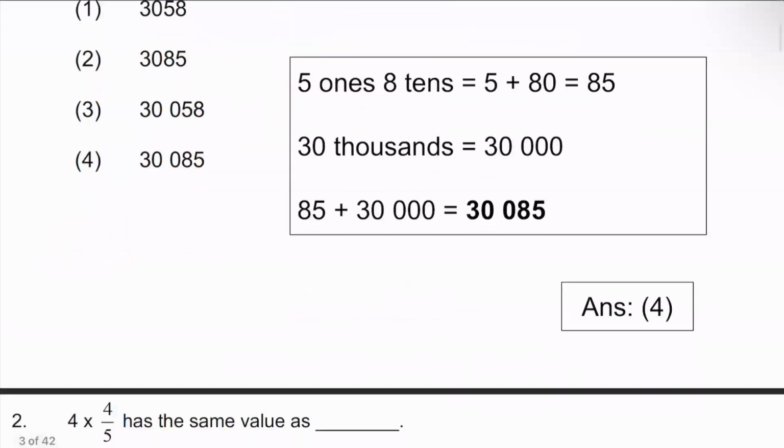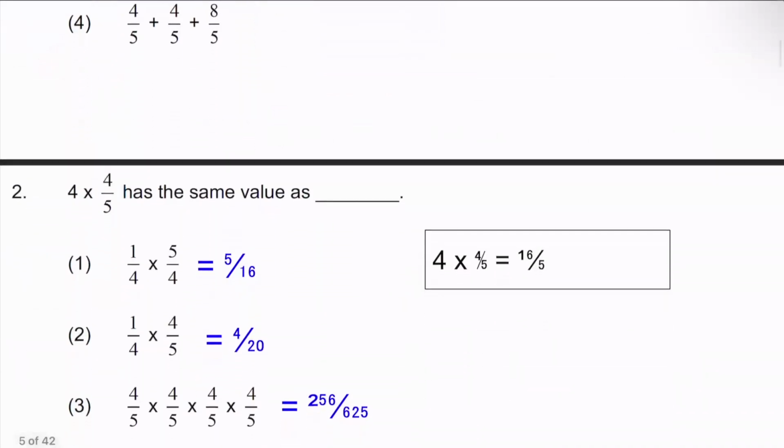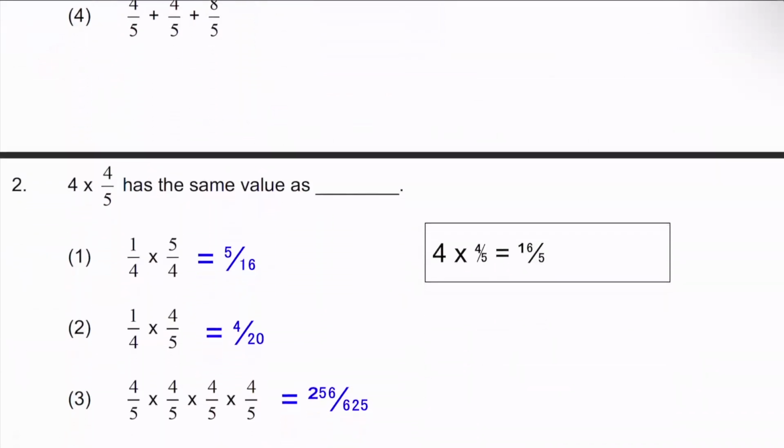Next question, question number 2. 4 times 4 over 5 has the same value as... So firstly, let's look at the question that they are asking. Let's solve this. 4 times 4 over 5, you get... Okay, let's do a bit of recap.